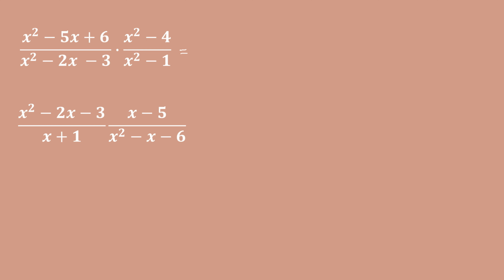Okay, so x squared minus 5x plus 6 can be factored out into, okay, the factors of 6, which will be giving us a negative 5, is x minus 3 and x minus 2. Because negative 2 times negative 3 will have a positive 6. If we add a negative 3 and a negative 2, we have a negative 5. And then over the x squared minus 2x minus 3.